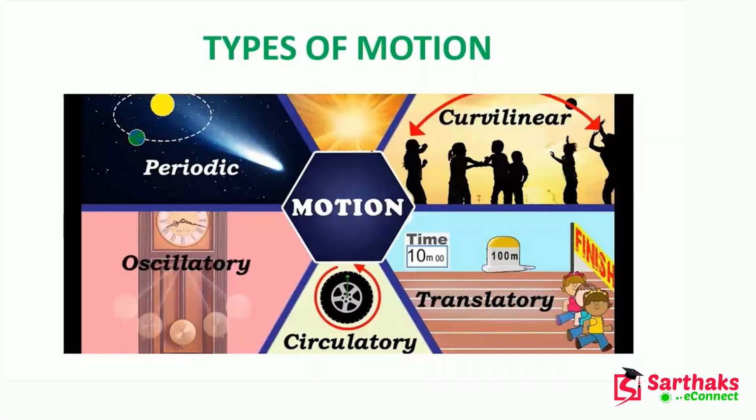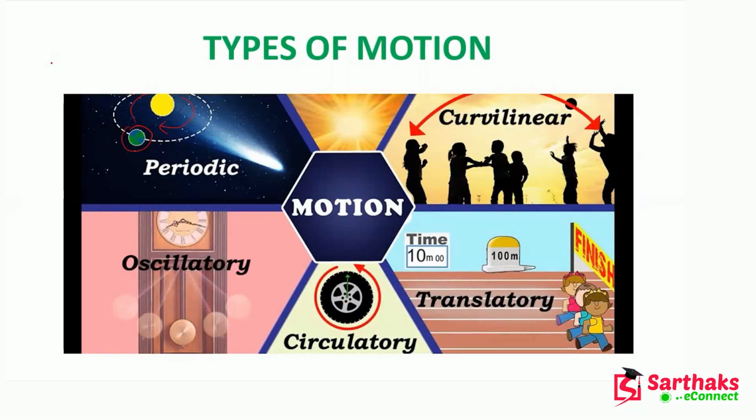Let's move. So types of motion. Here you can see periodic motion. Now this is our earth. It will revolve around the sun, right? But for a particular time, it will take one revolution. So that is periodic. That means within a particular time, it will complete its one revolution. Again, it will start another revolution, right?